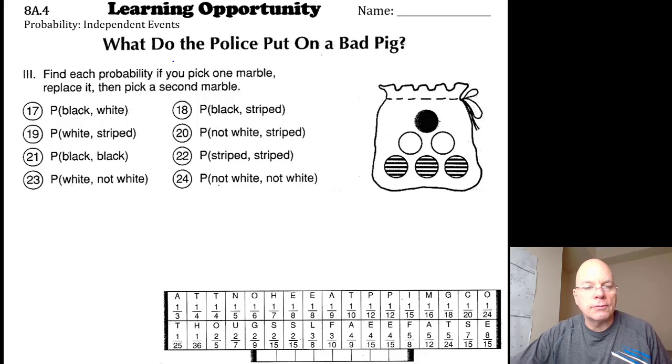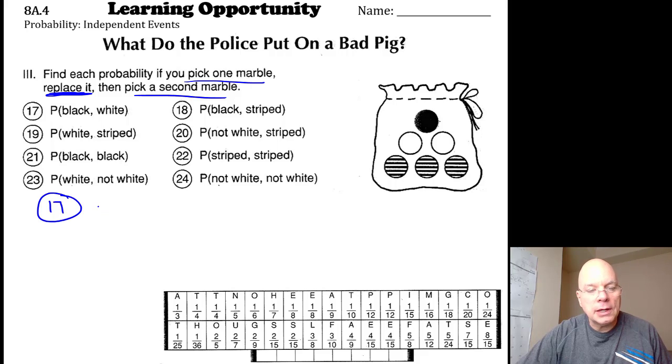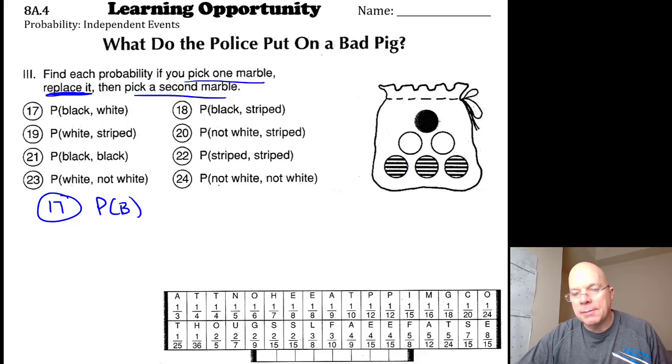This one's important to read. It's always important to read the directions. Find the probability if you pick one marble, replace it, then pick the second marble. So when you're doing 17, it's the probability of picking a black marble randomly, which there's only one black marble. These are striped. So there's a 1/6 probability of picking black.